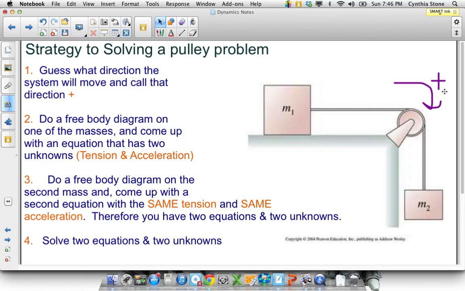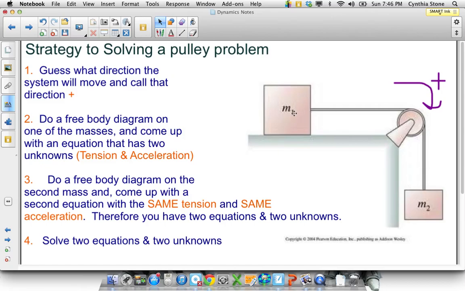And then the strategy is, take this mass, do a free body diagram on it, and come up with an equation based on your free body diagram for mass times acceleration: forward pulling force minus backward forces, downward force minus upward forces. And then you do the same thing over here. And the idea is that when you do it here, you end up with two unknowns. You don't know the acceleration, and you don't know the tension on this rope, right? And the tension is what's holding this mass back.